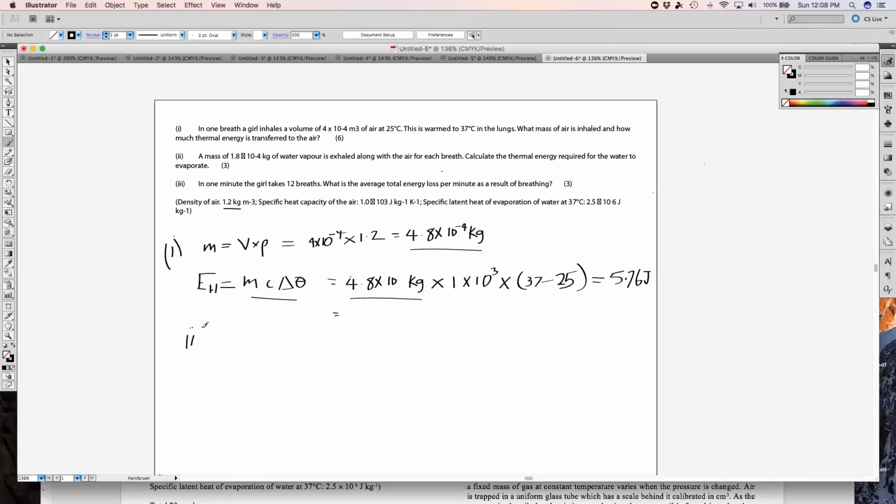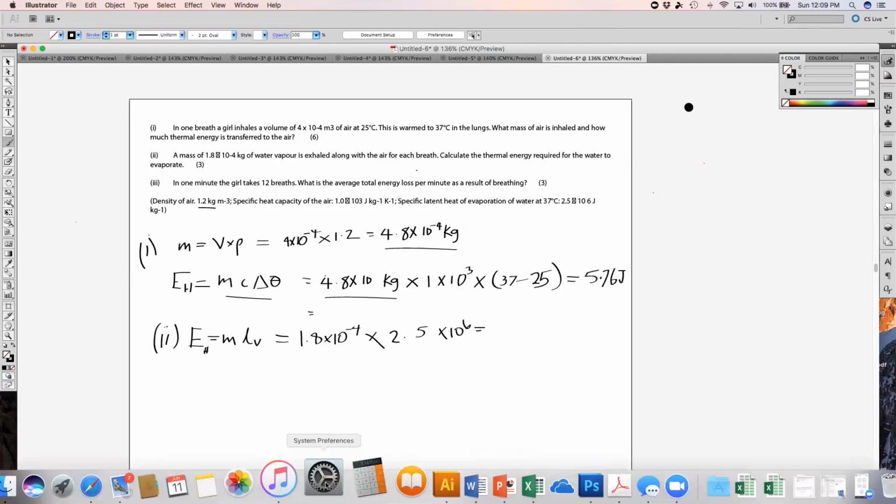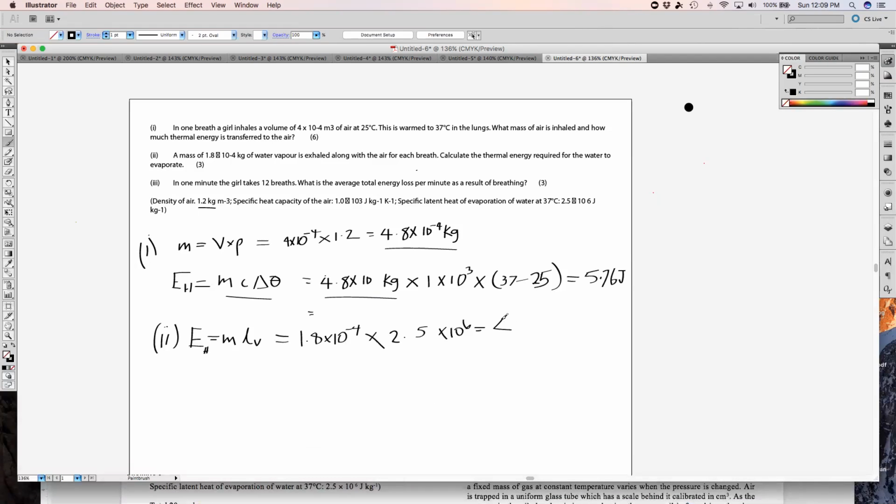Part two. For the water vapor to evaporate, again, we go EH is equal to MLV. And they're telling us the mass is 1.8 by 10 to the minus 4, multiplied by the latent heat of vaporization, which they gave here, as 2.5 by 10 to the 6. And how much is that, Bradley? So let's not fall asleep again. 450.